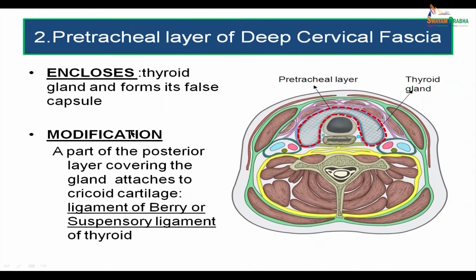It is modified to form a structure called the ligament of Berry or suspensory ligament of thyroid. In the posterior part, the layer which is covering the gland attaches to the cricoid cartilage, and that is called the ligament of Berry.